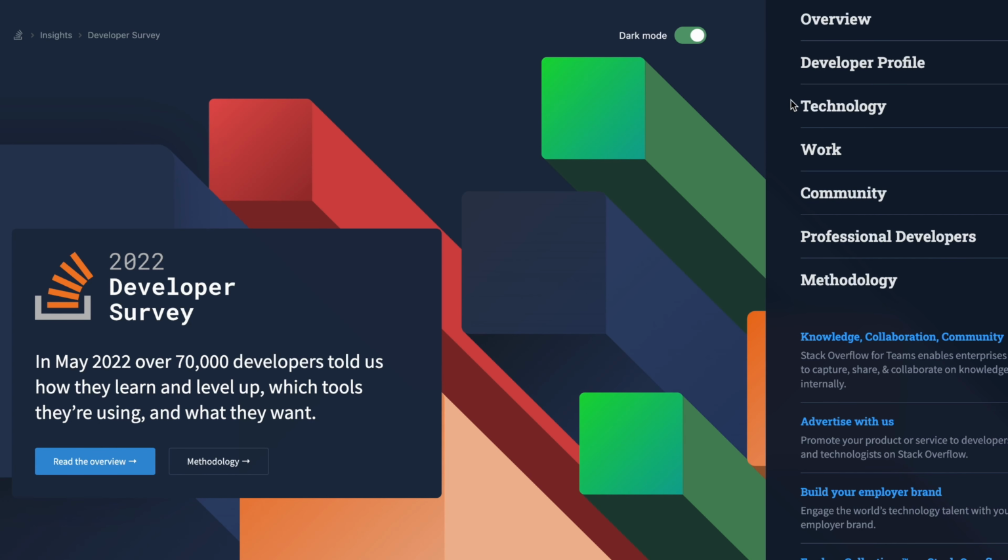Hello everyone, today we're going to be going over the Stack Overflow developer survey results for 2022. This is something that I'm very excited to see every single year when it comes out. It provides a lot of value to the developer community in total.